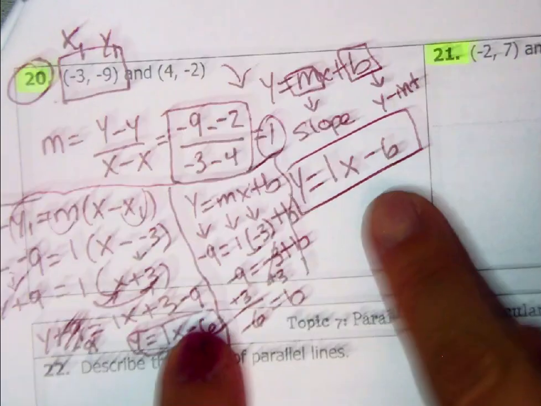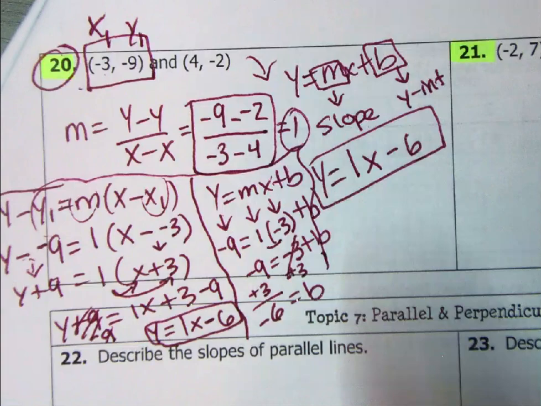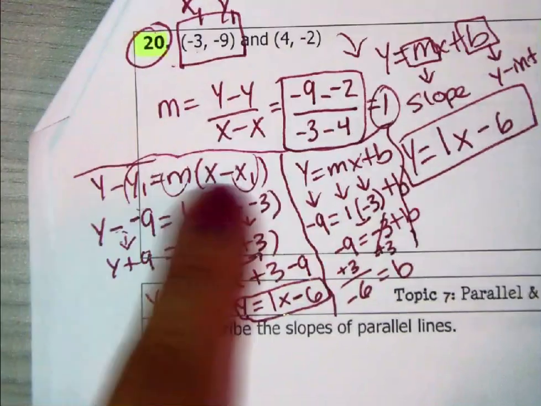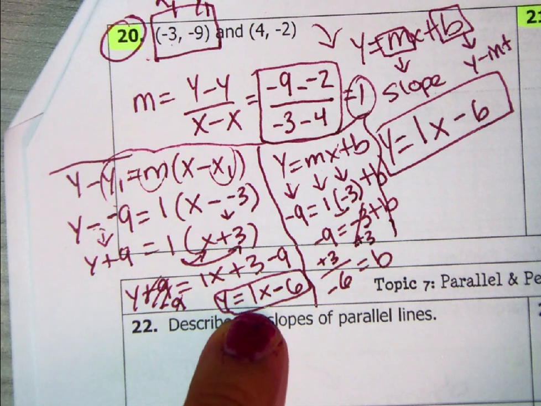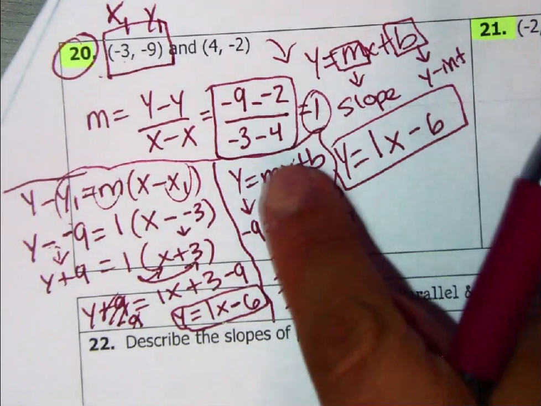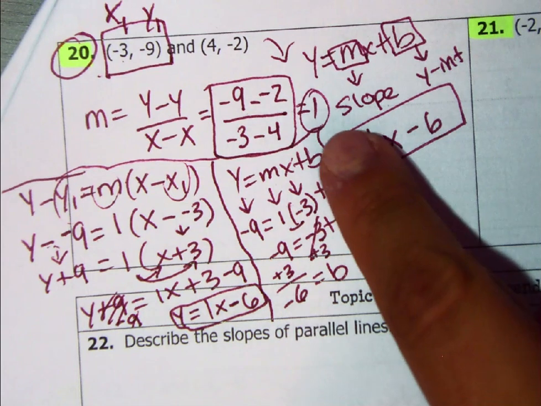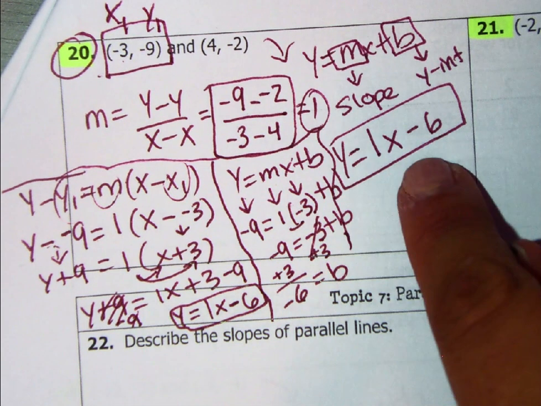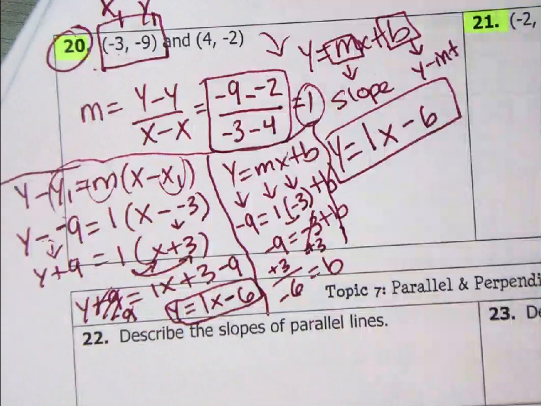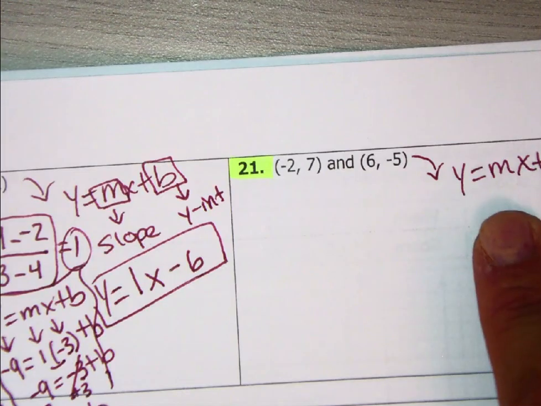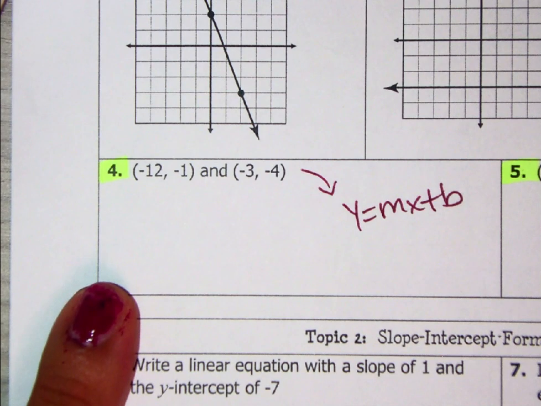And notice that these two equations are the same. So it's up to you which method you want to do. You can either use point-slope form and find your equation right away, or you could use this equation to find your b after you found your m, and then put it together. All right, so that's the same to number 21. Practice that. And practice number 4.